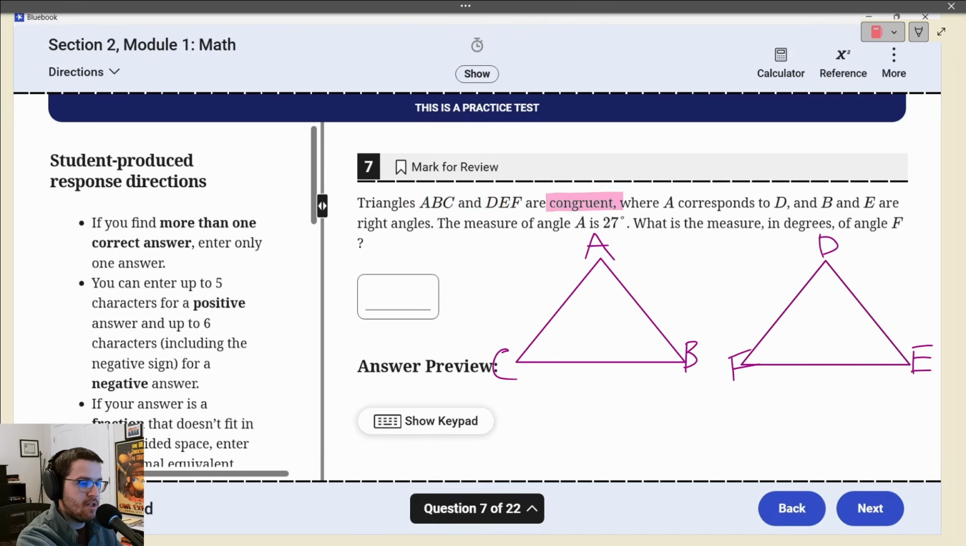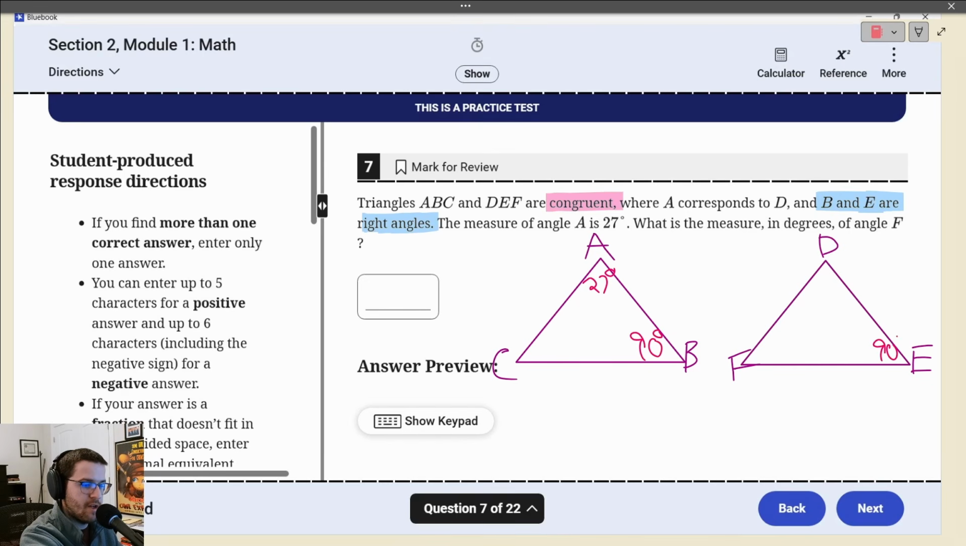Okay, so we got A, B, C, D, E, F. Now we can start labeling the picture. So we got angle A is 27 degrees. And it says, oh, it also says, I missed this. It says B and E are right angles. Oh, I should have done a better job drawing this. That's okay. We could put 90 degrees. That's a right angle, right?